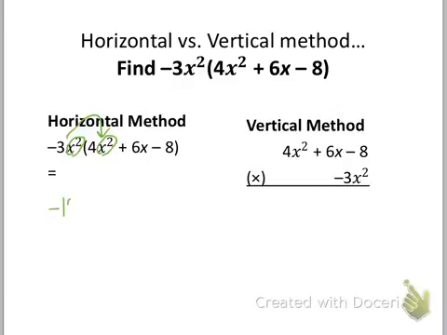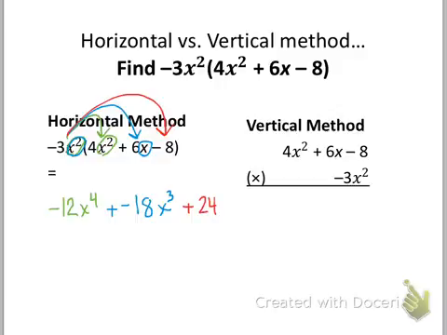So this gives me negative 12x to the fourth plus negative 3 times 6 is negative 18. And I got an x squared and an x, so I add the exponents together. I get x cubed. And then the last one, negative 3 times negative 8, positive 24x squared. And happily, my final answer is already in standard form, so I'm finished.